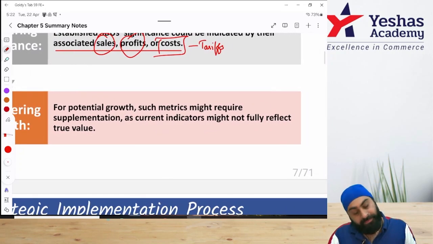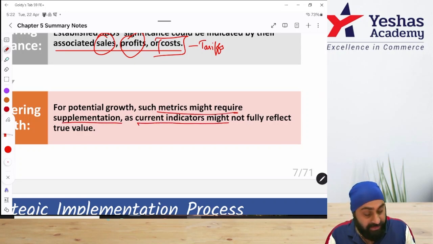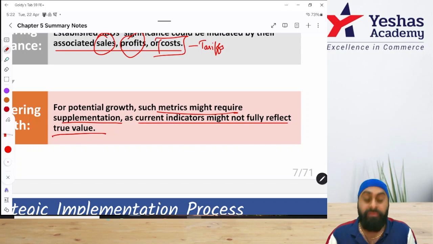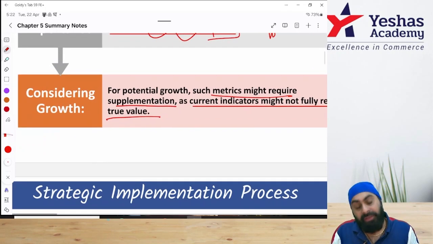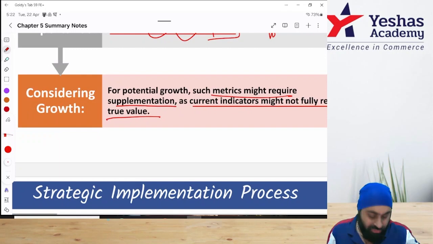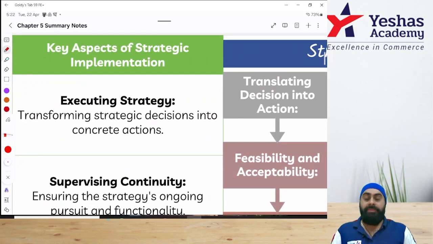Considering growth. See, uncertainty will not pull you down, but uncertainty can also help you to grow. Such metrics might require supplementation as current indicators might not be fully reflecting the true value. In the current situation you may think that this is going negatively for you, but there is a great possibility that things would go in your direction if you manage those uncertainties for yourself. And see, every uncertainty is an opportunity. It is up to you, how do you see it? So work on it.